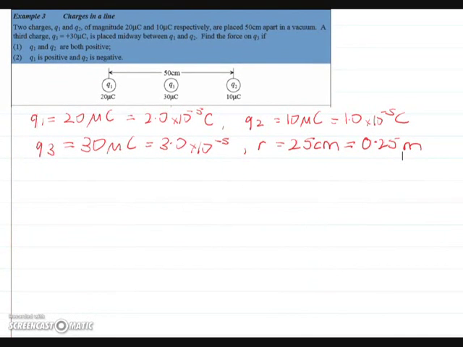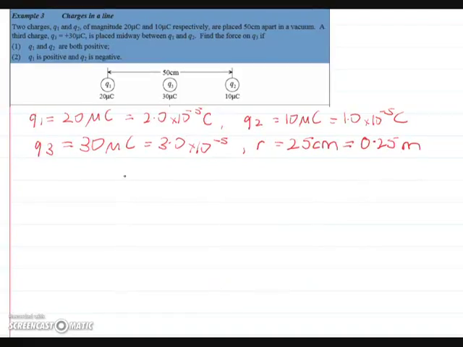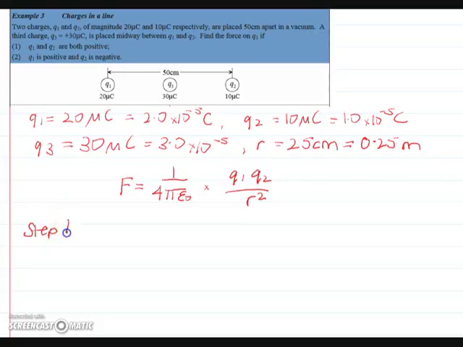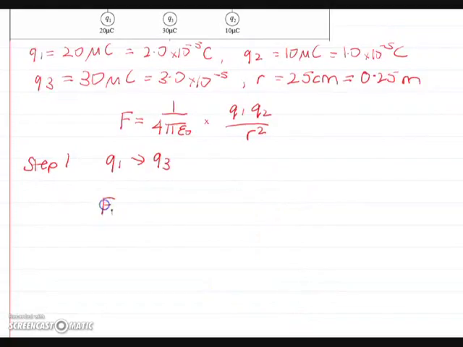The next thing we know is our formula. So we have to figure out the force on the middle one from Q1 first, and then the force on the middle one from Q2, but both times we're going to use the same formula: 1 over 4 pi epsilon naught times Q1 Q2 over r squared. So this is our Coulomb's law we talked about. So step 1, we're looking at Q1 on Q3.